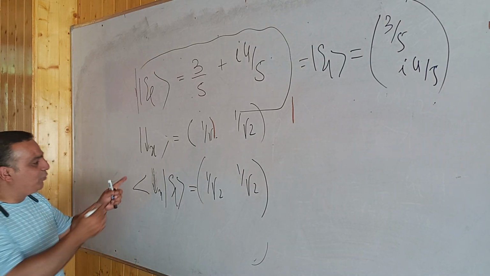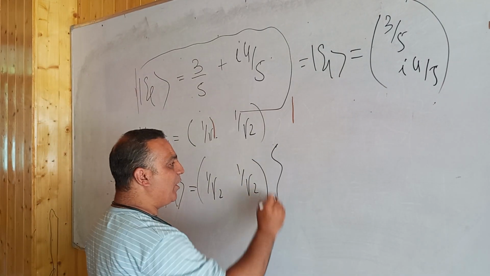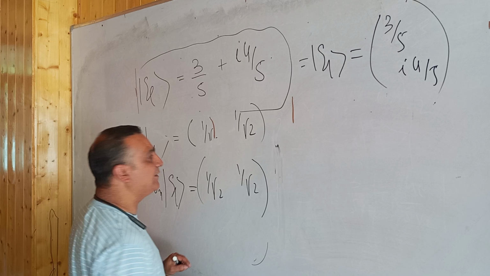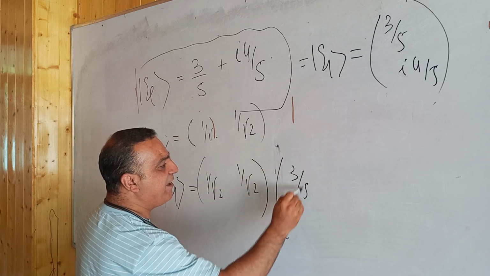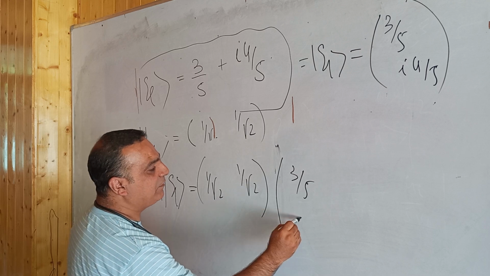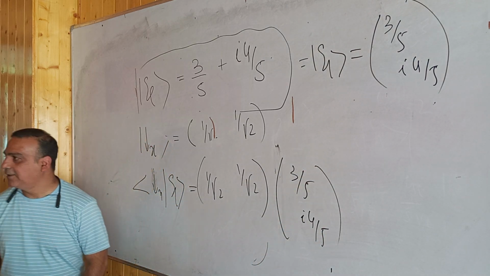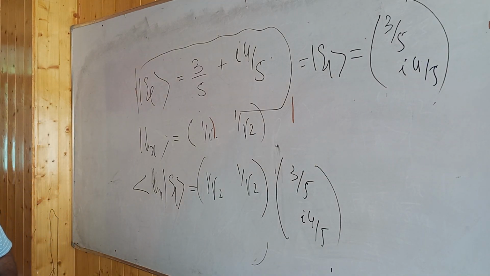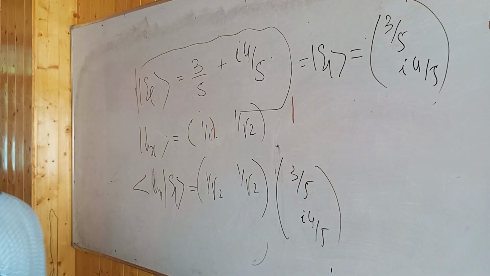Okay, then you will have to multiply this. And what will you get? Come on. You will multiply this with this. This will be 3 by 5, and this will be 4i by 5. Minus 1 by root 2. It doesn't have iota with it. How can you have minus?